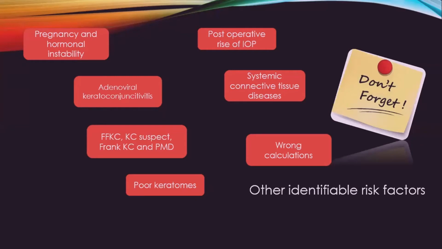Poor keratomes, because poor keratomes or the reusable keratomes can yield a wrongly calculated LASIK flap thickness. If it was intended to be 150, it can give you 170 or 180. Other factors are post-operative rise of the intraocular pressure, systemic connective tissue disease, and the wrong calculations as we mentioned before.